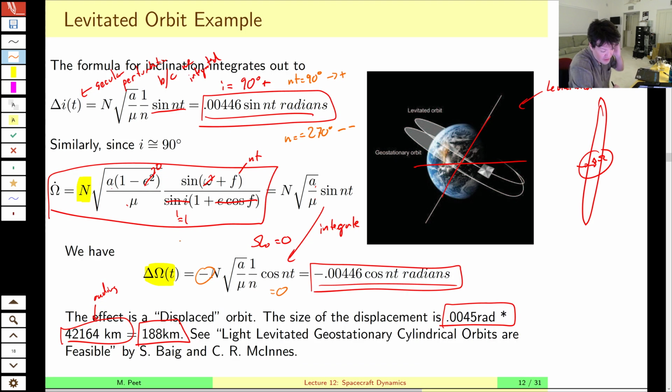So that's called a levitated orbit. The application here is proposed in a recent paper by Begg and McInnes. The idea is that the geostationary satellite track is very crowded, so the idea is to levitate another stack of geostationary satellites 188 kilometers above the existing geostationary stack to make room for more satellites.